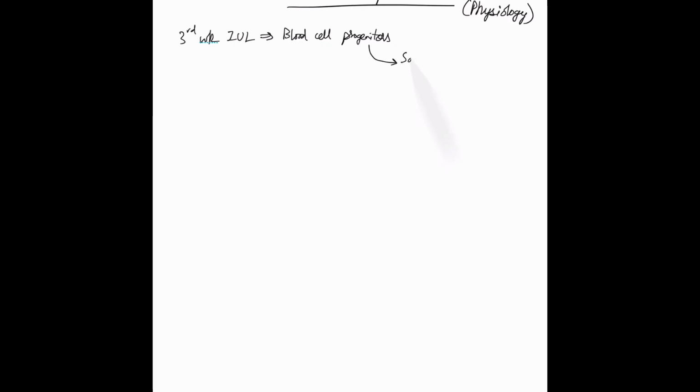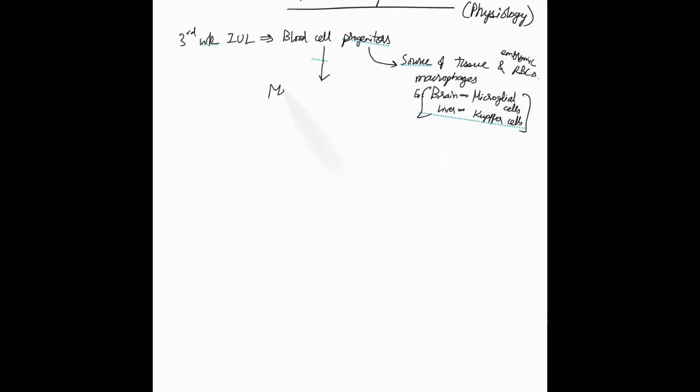So today we'll be discussing haematopoiesis. This is one of the core concepts for both physiology and pathology. It basically all starts in the third week of intrauterine life, wherein blood cell progenitors become the source of tissue macrophages and embryonic RBCs across many parts of the body. Like in the brain you have microglial cells and in the liver you have the Kupffer cells. It started around 9 weeks of intrauterine life.